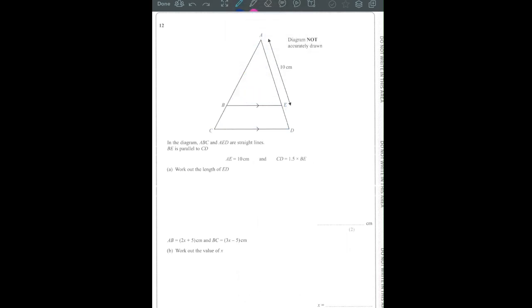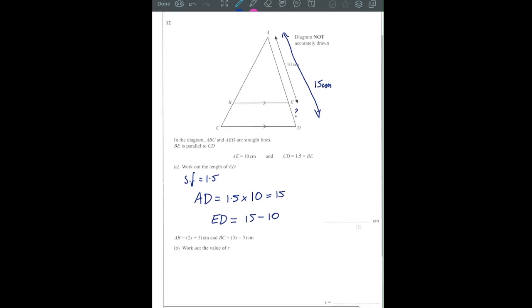I do want to get rid of the horribly drawn triangles. We want to find the length of ED, so we want to find this bit here. Well, I can find the whole of AD by using that scale factor to scale up AE, the 10. So the whole of AD is 15. So ED, we need to lose the 10 that we already had. We've worked out that that whole length is 15. So if I lose the 10 that we already had, ED is 5 centimeters.